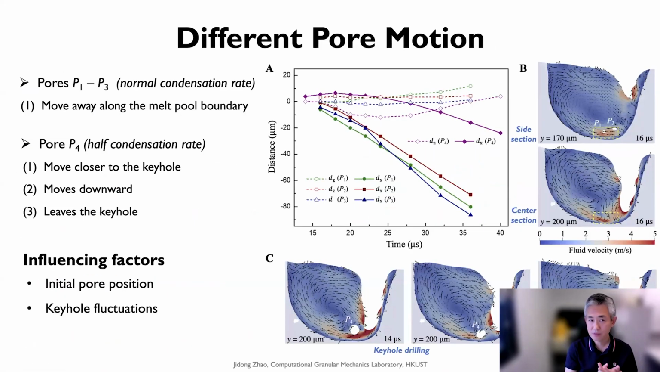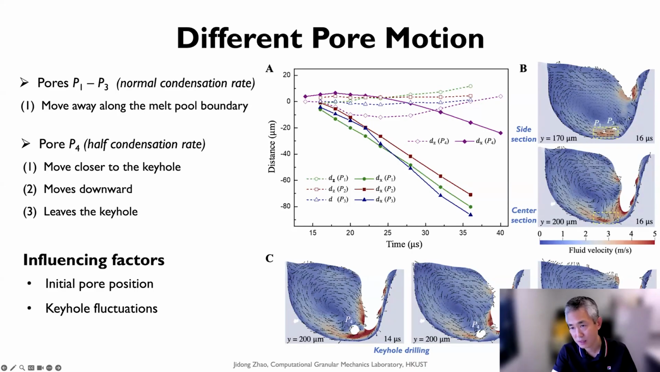We have also observed different pore motions, and this is highly related to the molten liquid flow. Sometimes the pore can go down with the liquid flow. Sometimes it can flow through this area and then go back and be recaptured here. So the influencing factors include the pore position as well as the keyhole fluctuation itself here. The whole process is sometimes random.